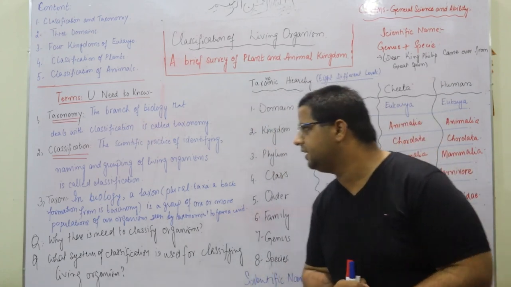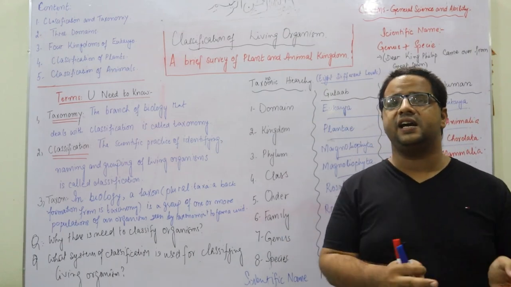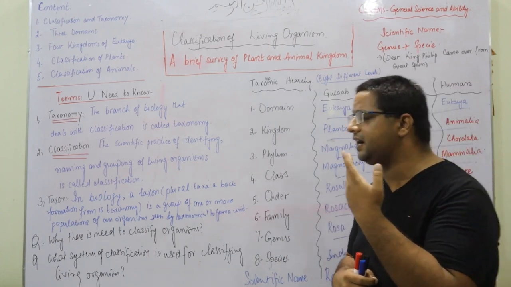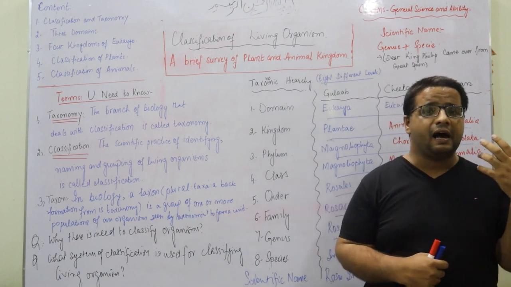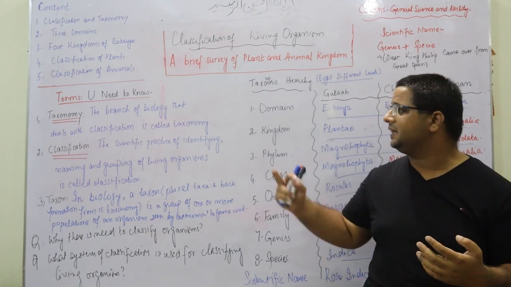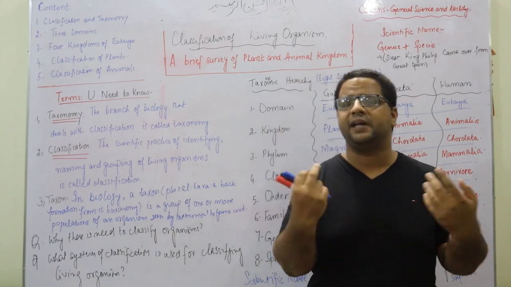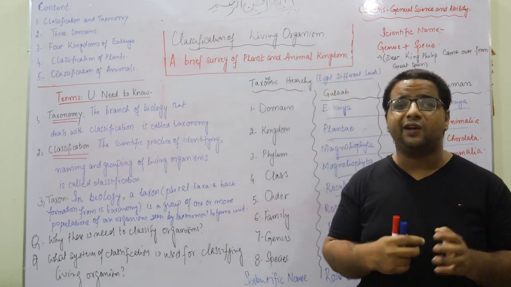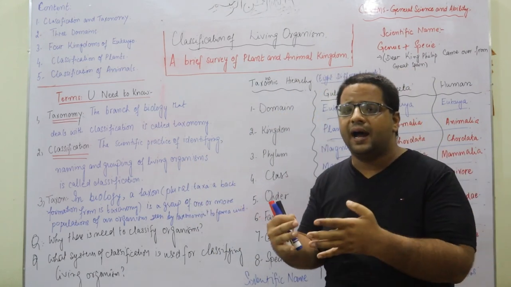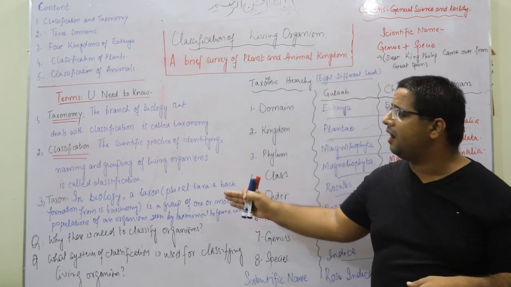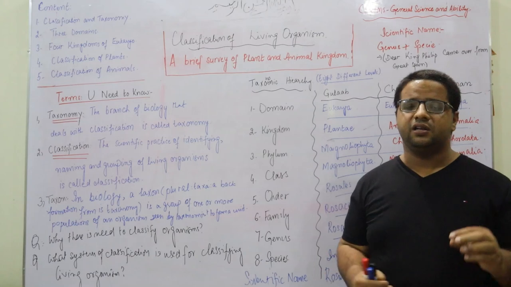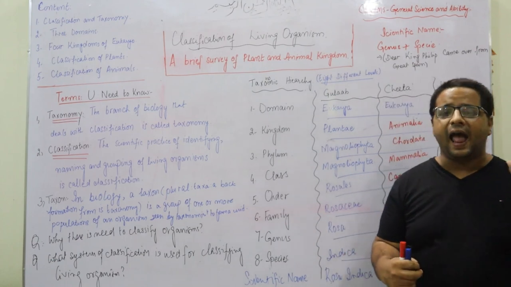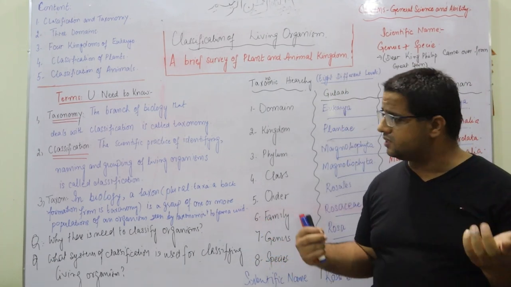So what is classification? In scientific terms, in biology, it means the scientific practice of identifying. Newly found species are first of all identified, then they are named by the person who classified them, according to what he wants to name them, and then grouped at a certain category or taxon level. This is called classification. So taxonomy is the study of classification, while identifying, naming, and grouping of living organisms is called classification.